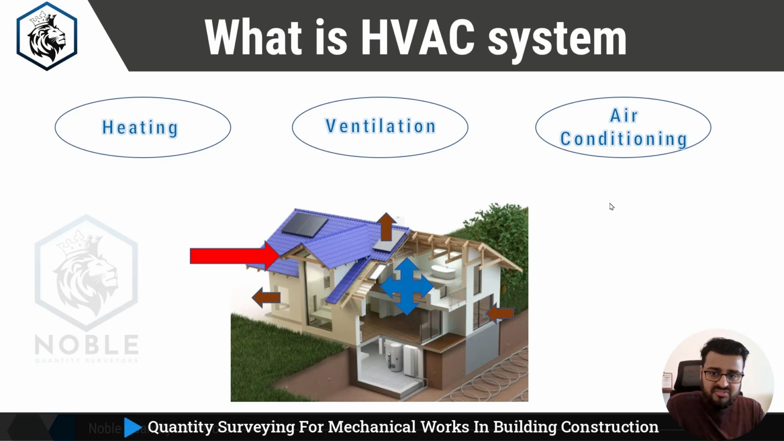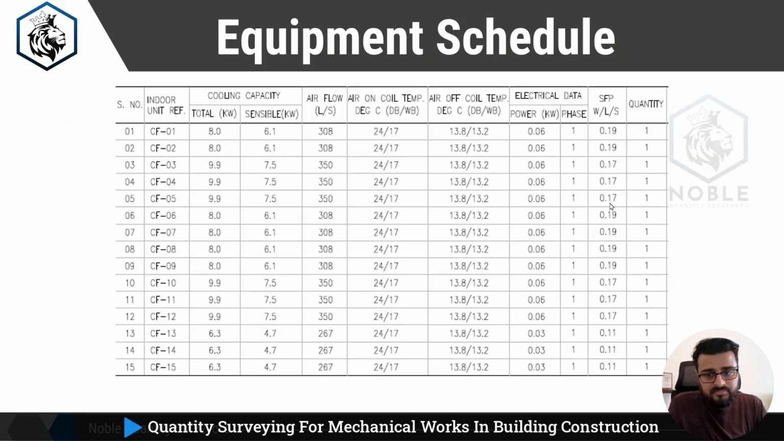Okay, so what is heating? Heat is coming inside the building from the environment. Ventilation is moving bad air out of the building and letting oxygen come inside the building, and air conditioning is removing the heat by reducing the temperature inside the building.